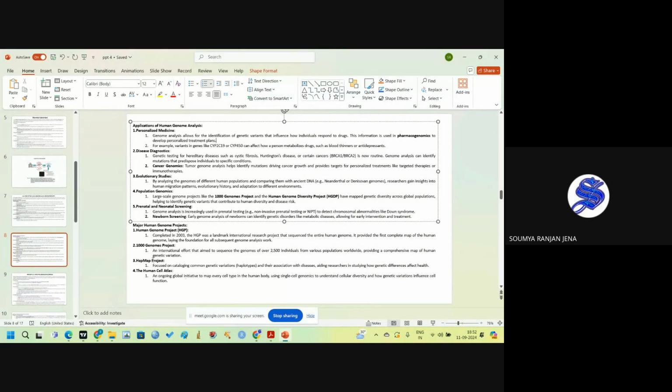And some major human genome projects are: first is the Human Genome Project.